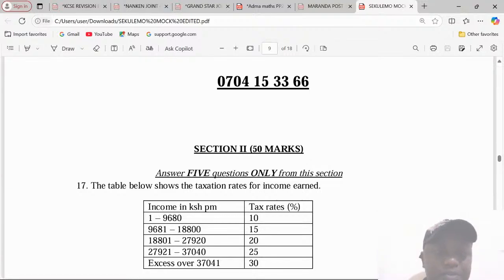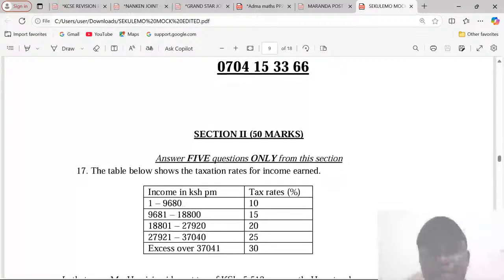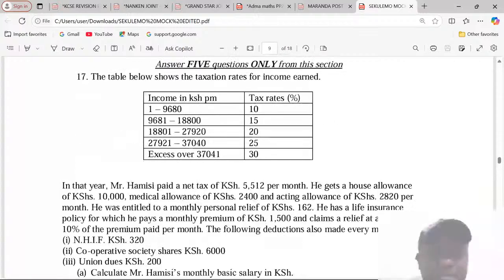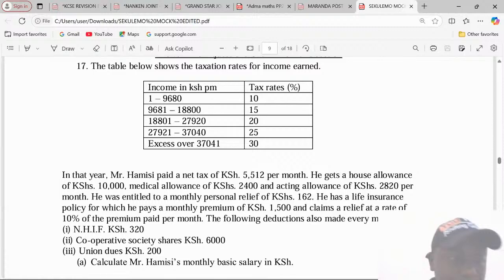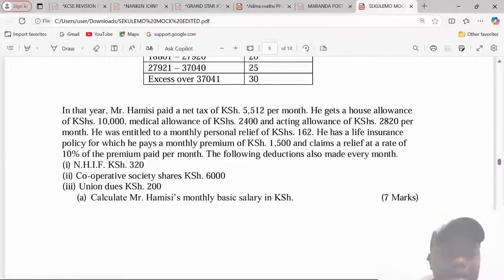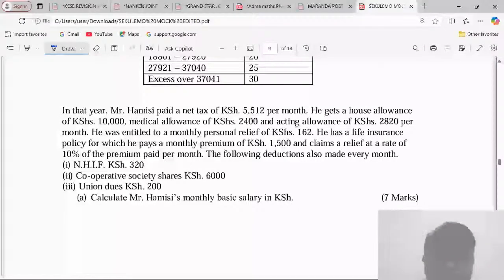The table below shows rates for income earned. So we can see the income tax in a table there with the corresponding tax rates. That one is very clear. Now the question comes, in that year, Mr. Hamisi paid a net tax. So net tax is given for Mr.